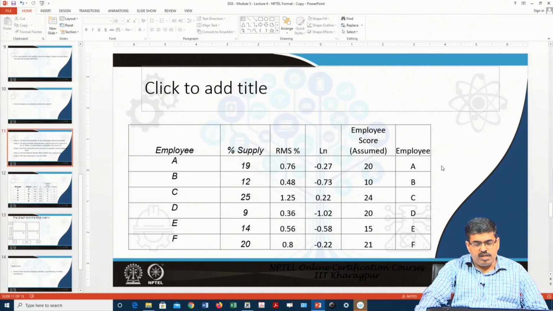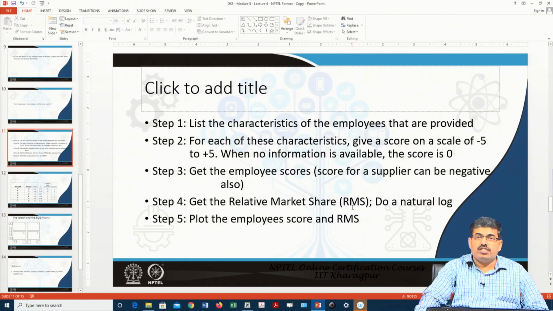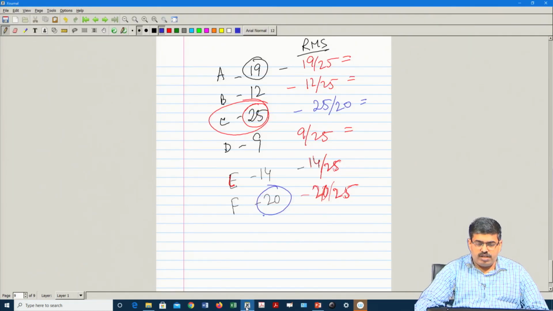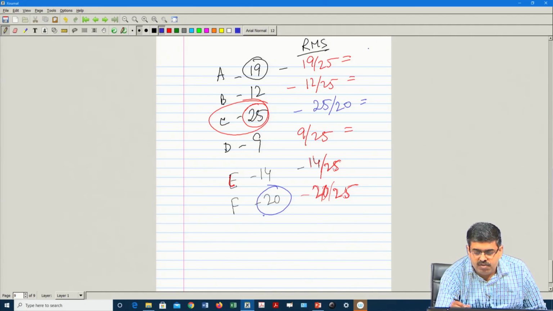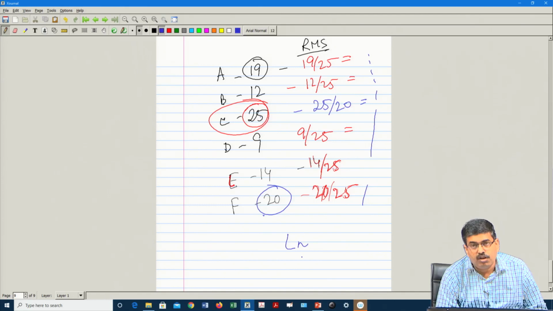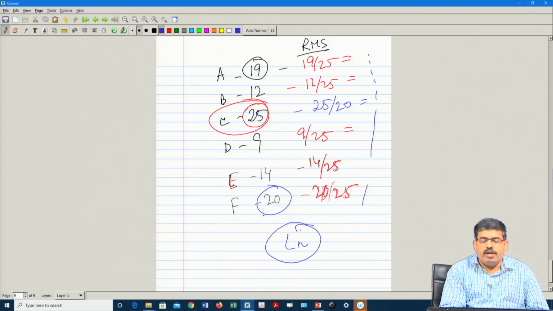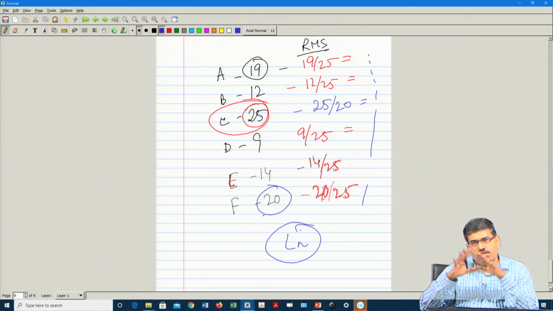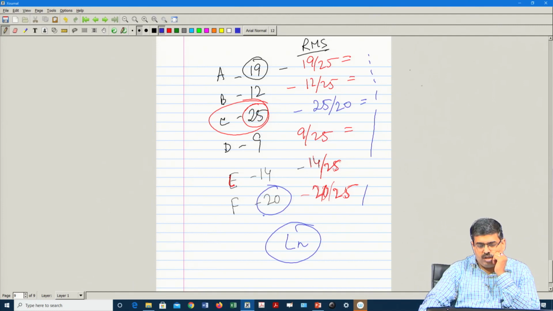So, what we mentioned, get the relative market share. Then do a natural log. Whatever values we get, we do a natural log. Why natural log? A natural log basically takes care of both the extremities and brings them towards a common platform. That is natural log. Clear?